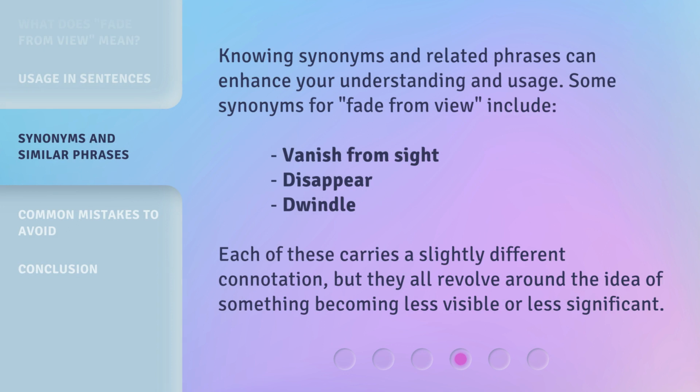Knowing synonyms and related phrases can enhance your understanding and usage. Some synonyms for fade from view include vanish from sight, disappear, dwindle. Each of these carries a slightly different connotation, but they all revolve around the idea of something becoming less visible or less significant.